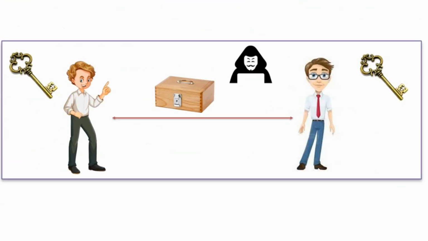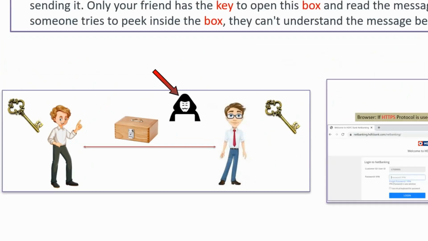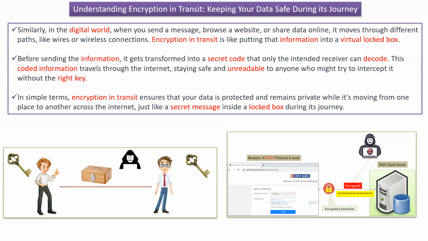Imagine you are sending a secret message to your friend. You put the message inside a lockbox before sending it. Only your friend has the key to open this box and read the message. During the journey, even if someone tries to peek inside the box, they cannot understand the message because it is securely locked. In the digital world, when you send a message, browse a website, or share data online, the information moves through different paths like wired connections or wireless connections.